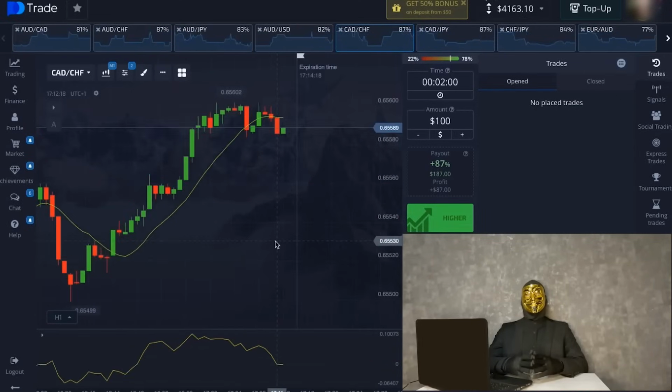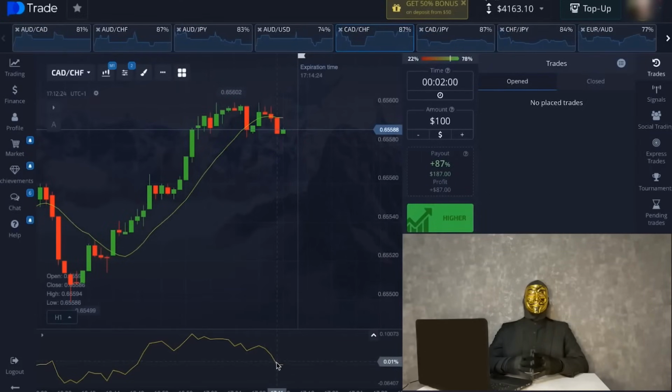The most important thing is not to open trades in which the rate of change indicator line crosses the zero line before the price crosses the moving average line. With such trading, you will get a lot of unprofitable trades.